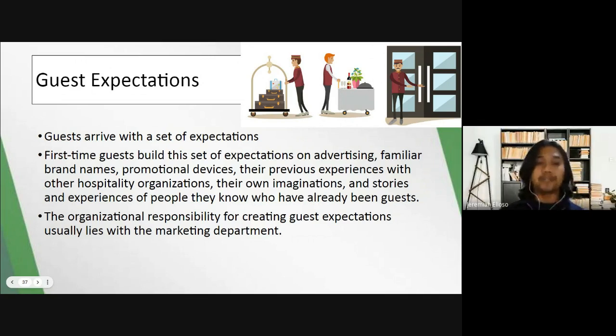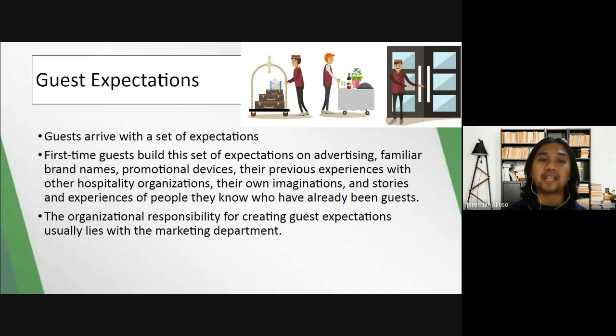Okay, first time guests build their expectations based on their preconceived notion of the services of that particular company, such as information that they have had based on advertising, familiar brand names, promotional devices, previous experience with other hospitality organizations, or their own imagination and stories because of word of mouth. Okay, and then there are the repeat customers who would be basing their expectation on previous experience.